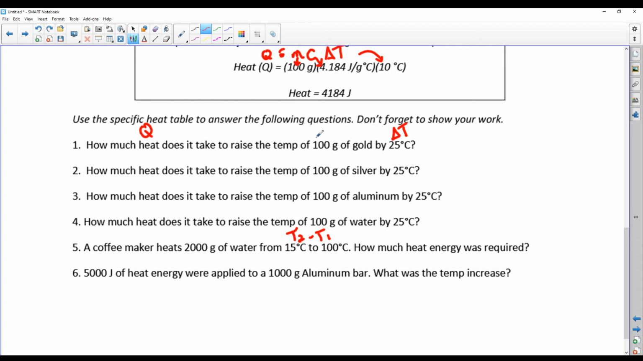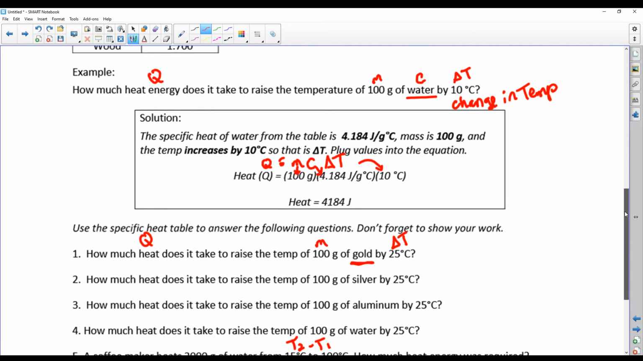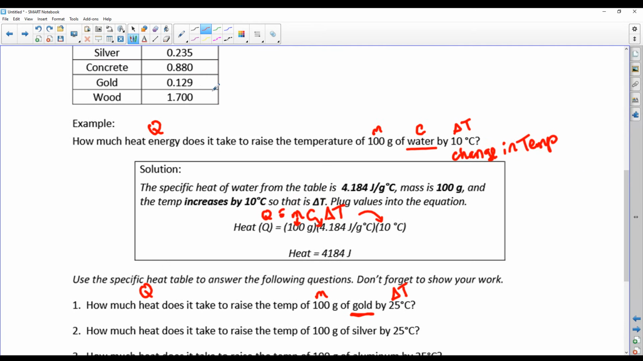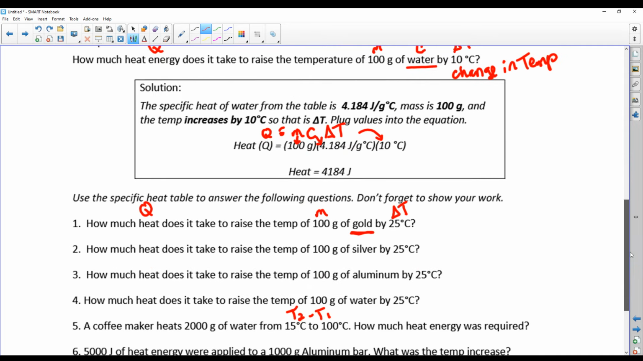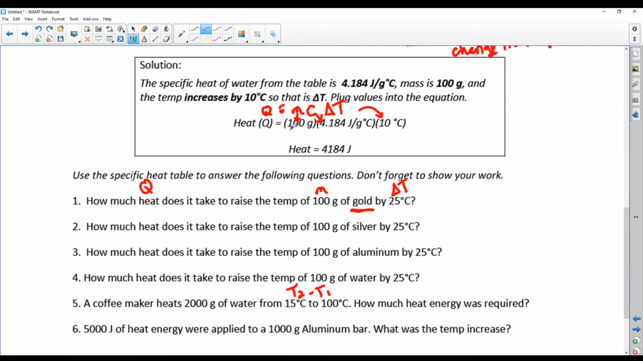But we also have this 100-gram thing, so that's our M. Now the question is, where's our C? If we're solving for this in our equation, M C delta T, we know the M and the delta T. What about our C? Well, remember, that's the piece that's substance dependent. So we need to find the C of gold. We come up there and we see the C of gold is 0.129. So I know what to plug into my equation now. This is the equation, and I'm substituting these values in for each of these terms.